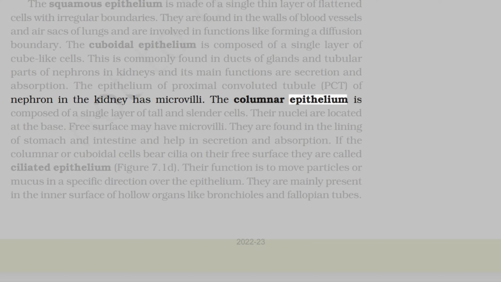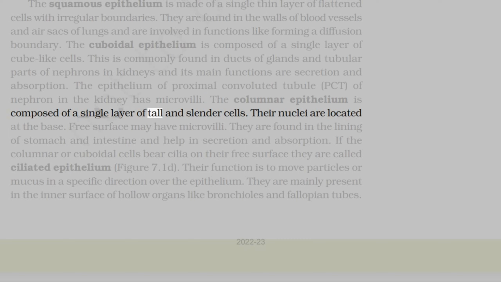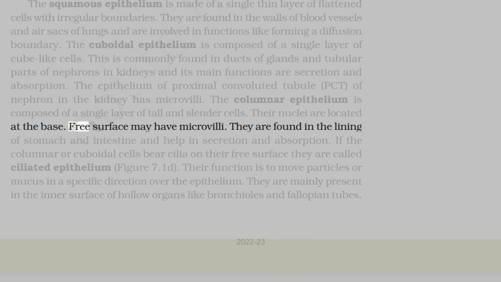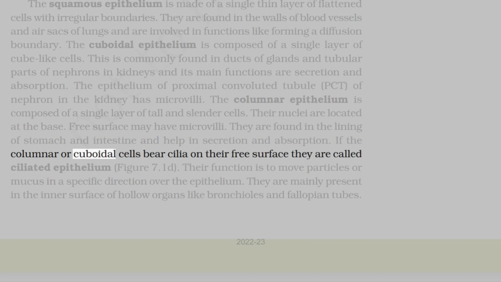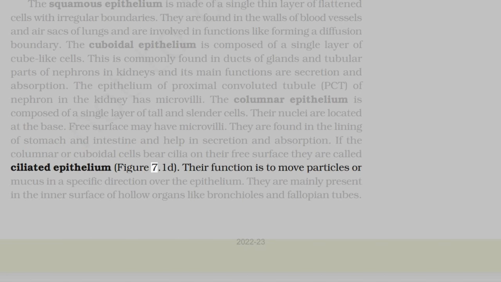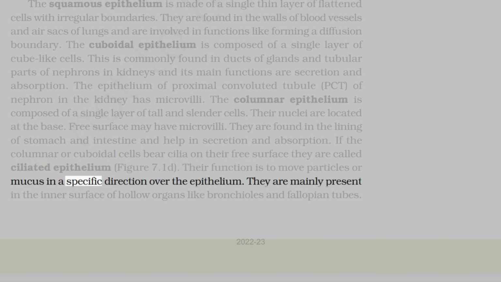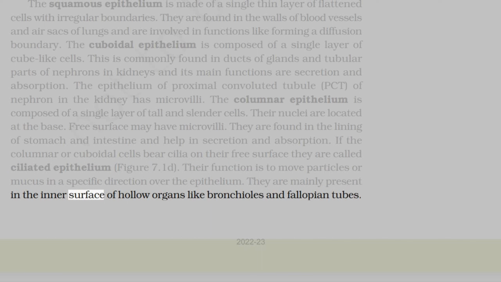The columnar epithelium is composed of a single layer of tall and slender cells. Their nuclei are located at the base. Free surface may have microvilli. They are found in the lining of stomach and intestine and help in secretion and absorption. If the columnar or cuboidal cells bear cilia on their free surface, they are called ciliated epithelium, figure 7.1d. Their function is to move particles or mucus in a specific direction over the epithelium. They are mainly present in the inner surface of hollow organs like bronchioles and fallopian tubes.